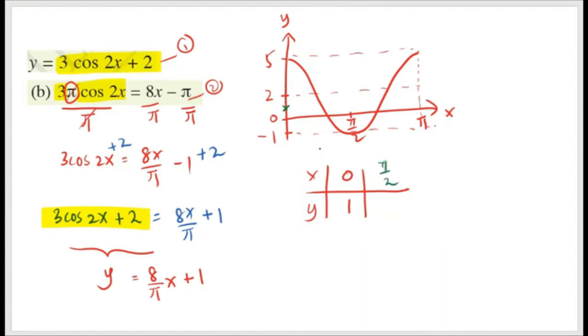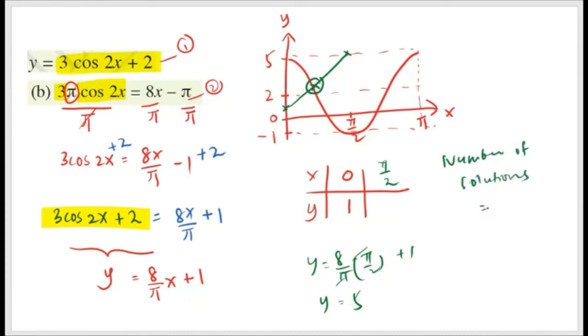If x equal to pi over 2, what is the value for your y? Your y will be 5, I think. Y equal to x over pi over 2 plus 1. So it's 4 plus 1, y equal to 5. So it's a straight line. Okay, it means that it won't intersect at the back. So how many solutions? Once only.